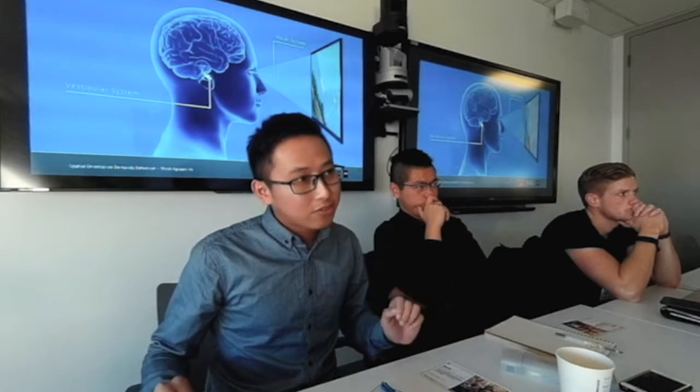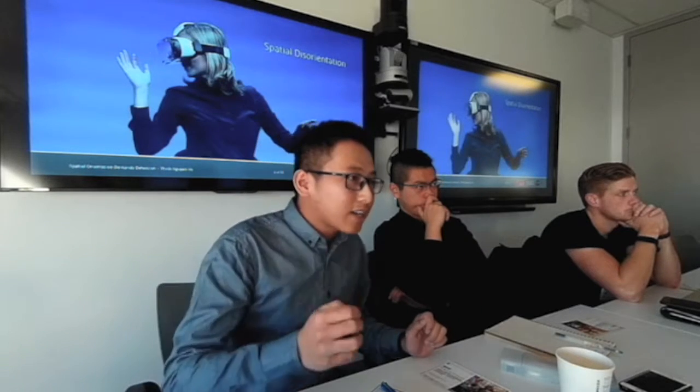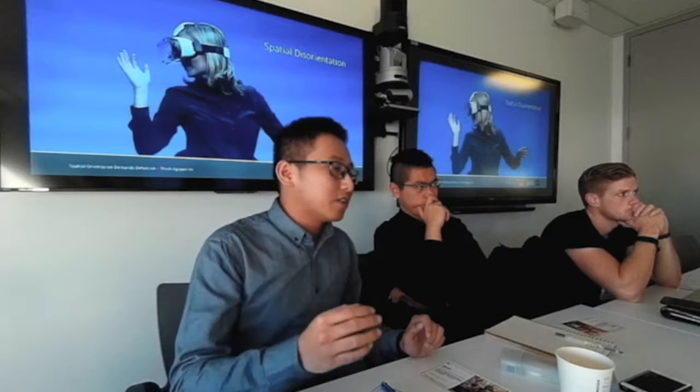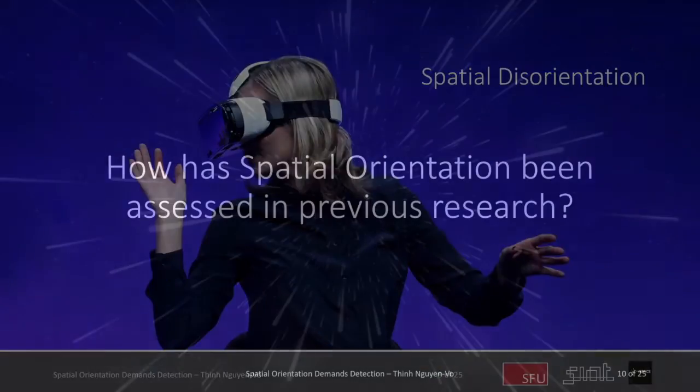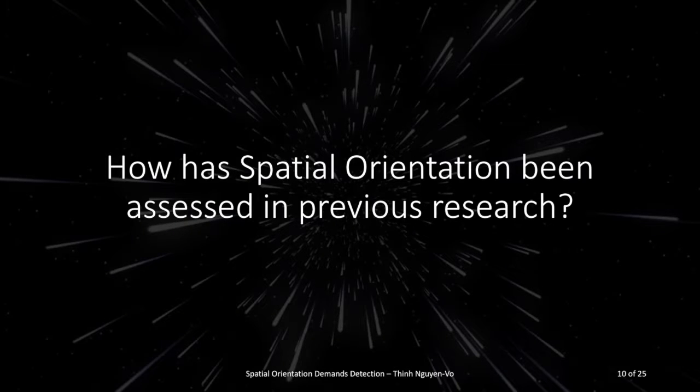So spatial disorientation becomes a big issue in VR because it will directly affect user behavior, performance, engagement, and their whole experience. They cannot fully enjoy the experience when they get tired or disoriented. That's why there has been a large body of research investigating spatial orientation in VR. But how has spatial orientation been assessed in previous research?